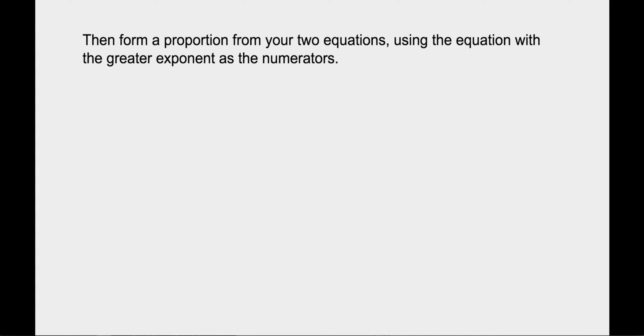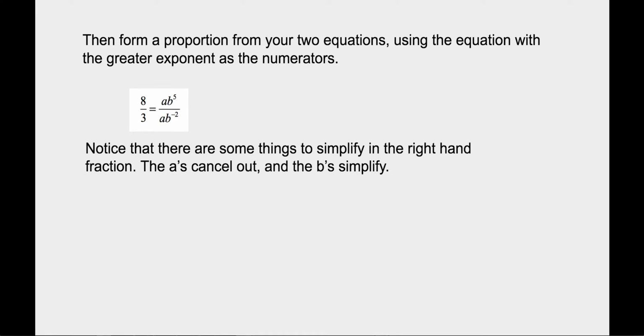Then form a proportion with your two equations, using the equation with the greater exponent as the numerators. You'll get 8 over 3 equals ab to the 5th over ab to the -2. Notice that there are some things to simplify in the right-hand fraction. The a's cancel out and the b's simplify.